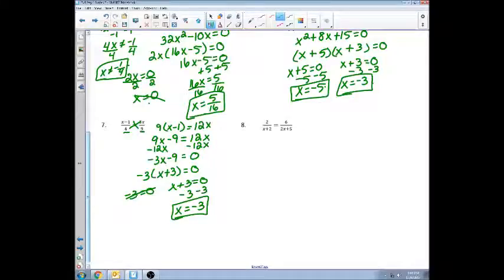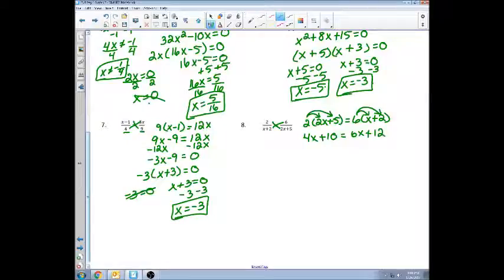On to our final problem. 2 times 2x plus 5 is equal to 6 times x plus 2. So 2 times 2x is 4x. 2 times 5 is 10. 6 times x is 6x. And 6 times 2 is 12.